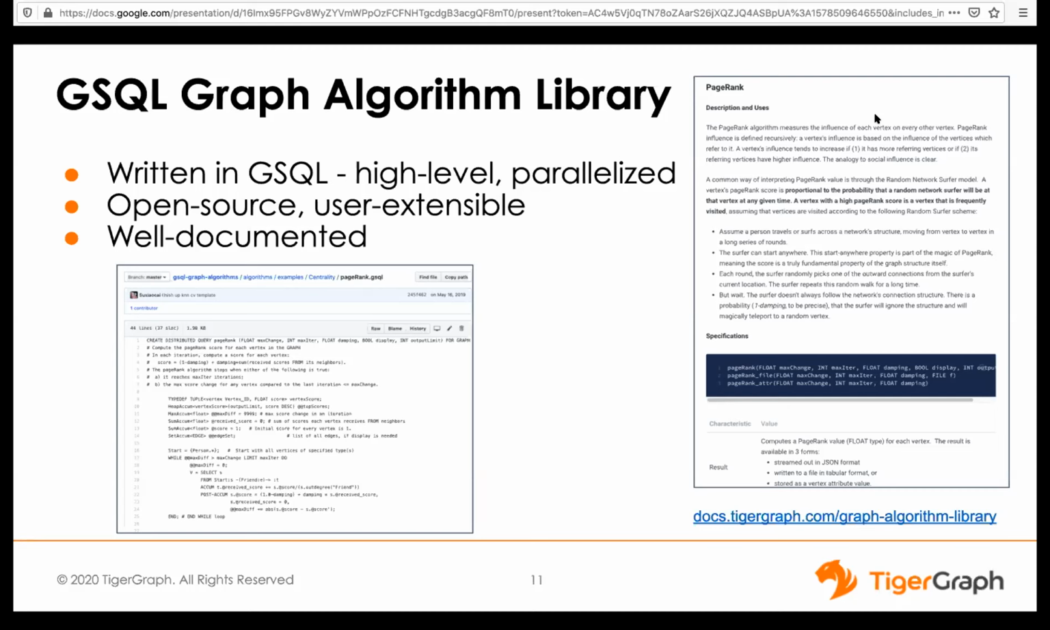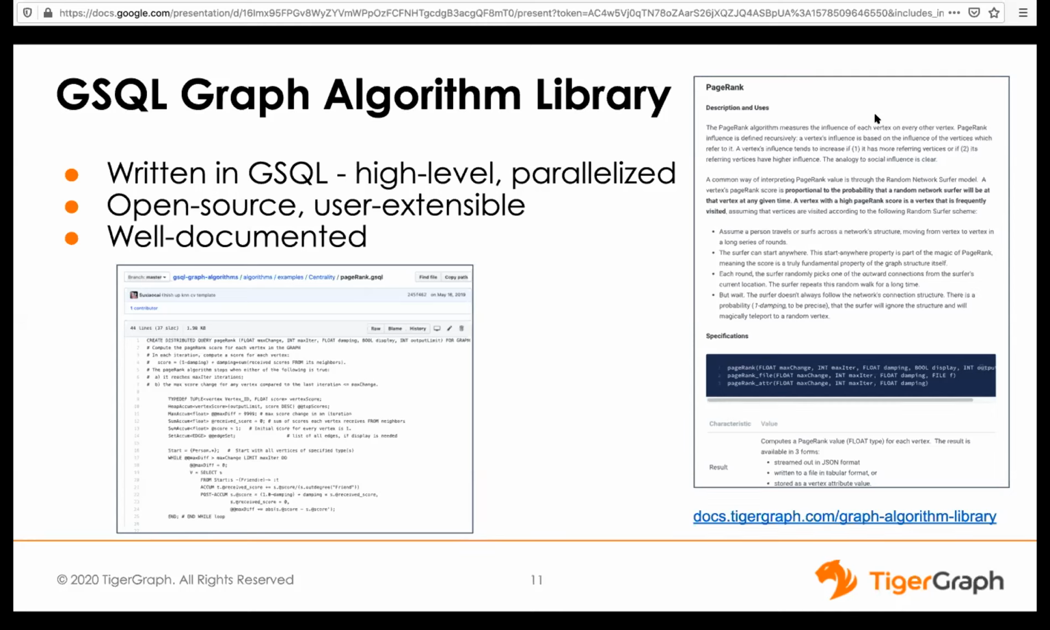One of the good things about GSQL is that it's Turing complete, which means that any algorithm you find out there can be expressed directly in GSQL. You don't have to use a companion language like Python or Java or C++. You can do it directly in GSQL, which also means that it's going to execute directly in the graph database, which means you don't have to export the data.